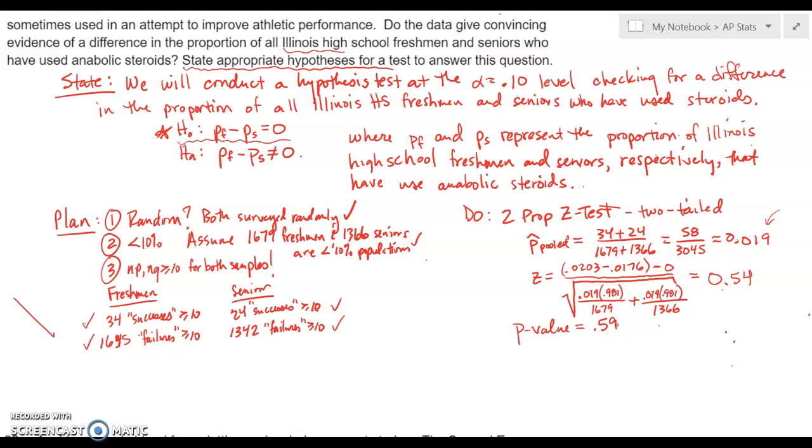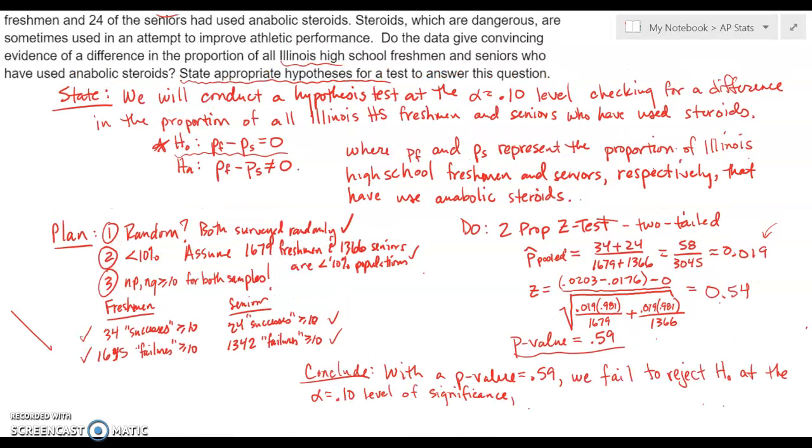And now we can jump down to the conclusion. First thing we're going to do on our conclusion is we're going to take our p-value, compare it to the alpha level, and make a decision about our null hypothesis. So this is what that looks like. So we got our p-value here, 0.59, and our decision about H naught based on that p-value and a comparison with the alpha level of significance.